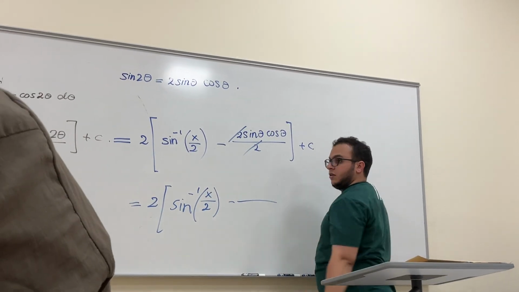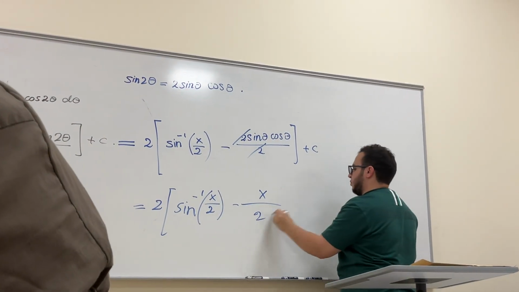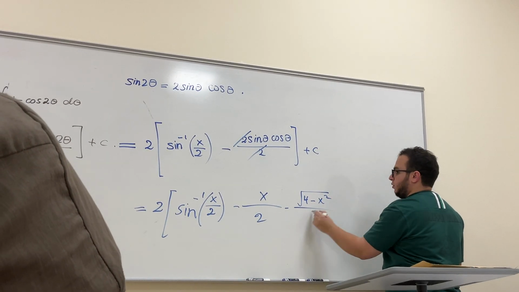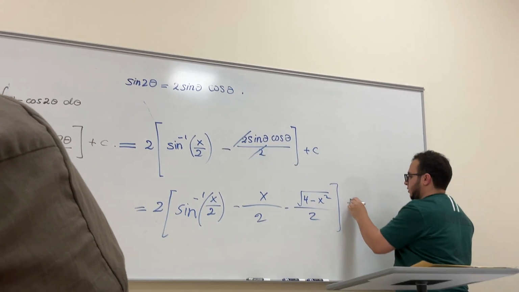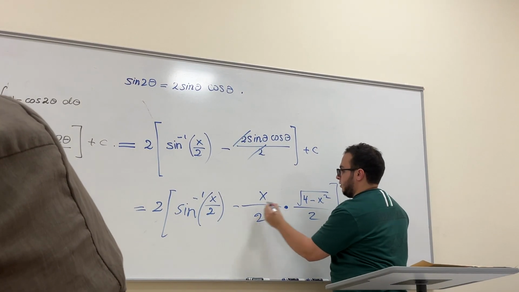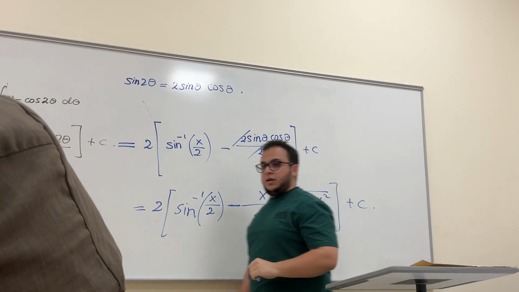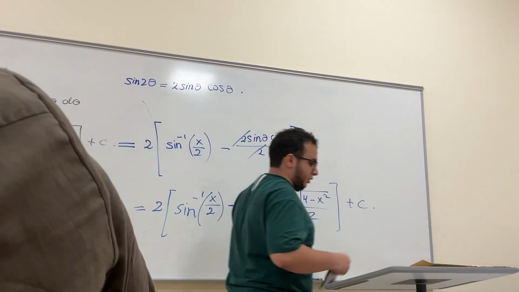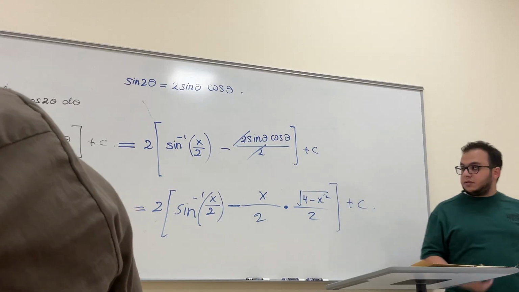What is sine? X over 2. What's cosine? Adjacent over hypotenuse, so root 4 minus x squared over 2. That's the answer. Does that make sense? Yes. Any questions? Is it okay? Okay, that's good.